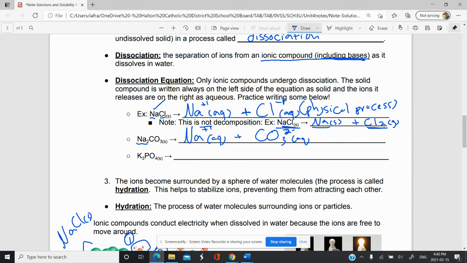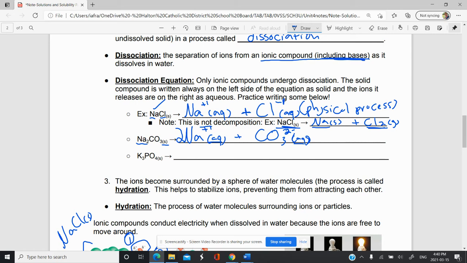And you can balance this as well. Notice there's 2 sodium, so you can just put a 2 like that. But the main point is that you've shown this dissolved. It started off as a solid, and now they're both aqueous because they're surrounded by water particles, or they're about to be surrounded by water particles.